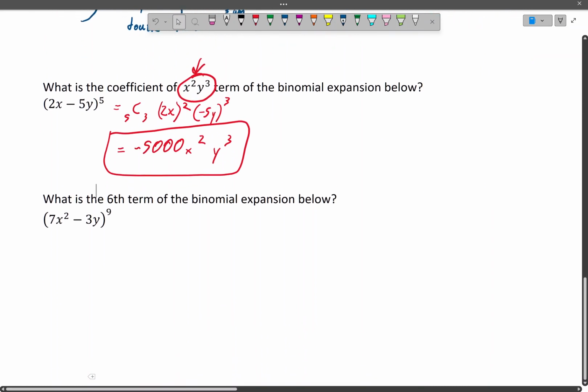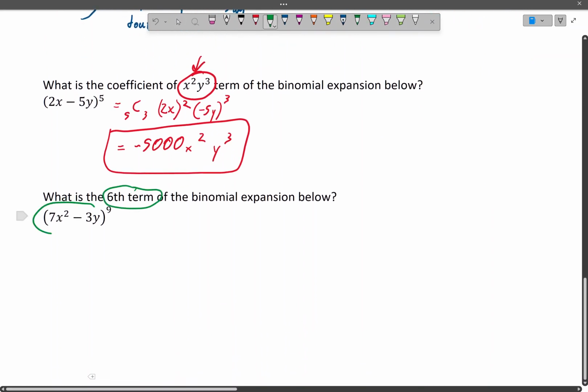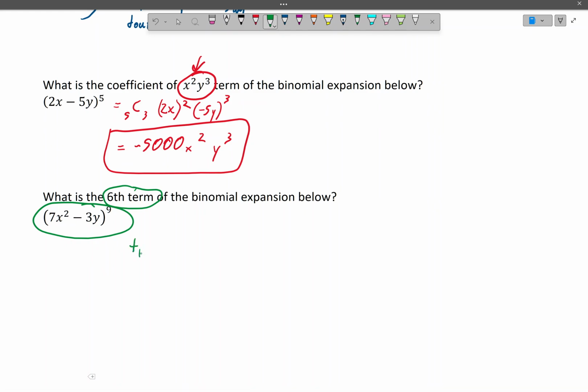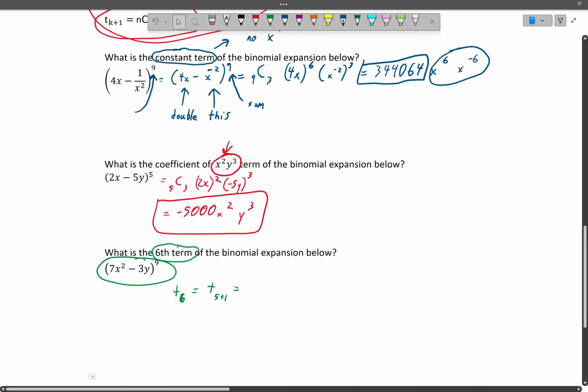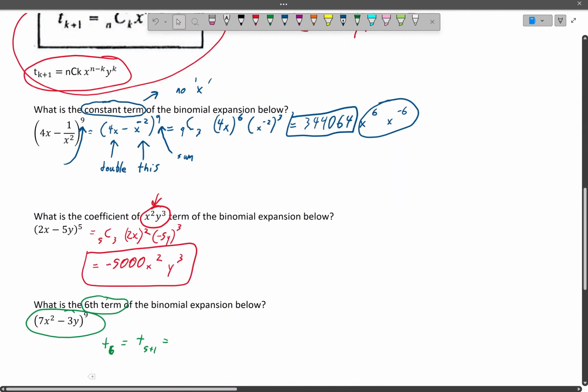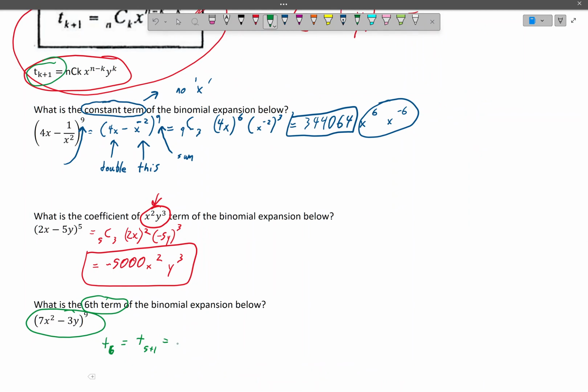Let's try this last one. It says the 6th term of this binomial expansion. Well, we should really follow that formula. So what we're looking for is T6. Well, what that means is that it was 5 plus 1. If we look at that formula again, so let's just go back up here so we can see it. This is k plus 1. So keep that in mind when we do 9 choose 5 for our combination statement.